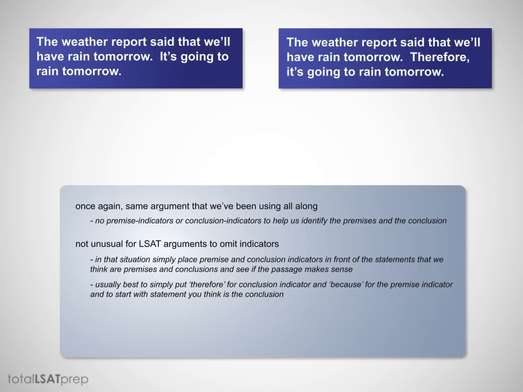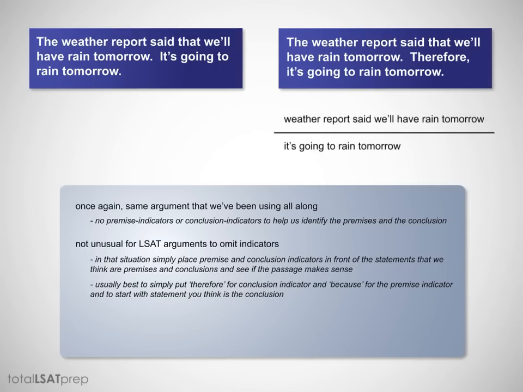Now we reversed it. Now we said the weather report said that we'll have rain tomorrow, therefore it's going to rain tomorrow. But here we switched the two sentences, and we have the conclusion indicator in front of the second sentence, and we have it to read, the weather report said that we'll have rain tomorrow, therefore it's going to rain tomorrow. And when we diagram it, it says weather report said we'll have rain tomorrow, followed by a line, and then it's going to rain tomorrow.